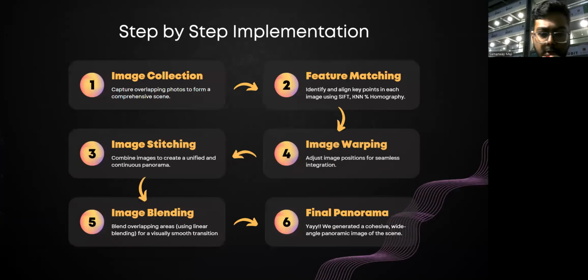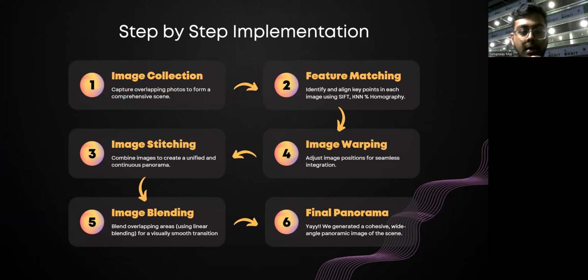So to sum this process up in steps, the first step is obviously the image collection, wherein we will capture all the overlapping photos to form a comprehensive scene. The second is feature matching. We'll identify and align all the key points in each of these images using methods like SIFT, KNN, and homography. The third process is image warping.